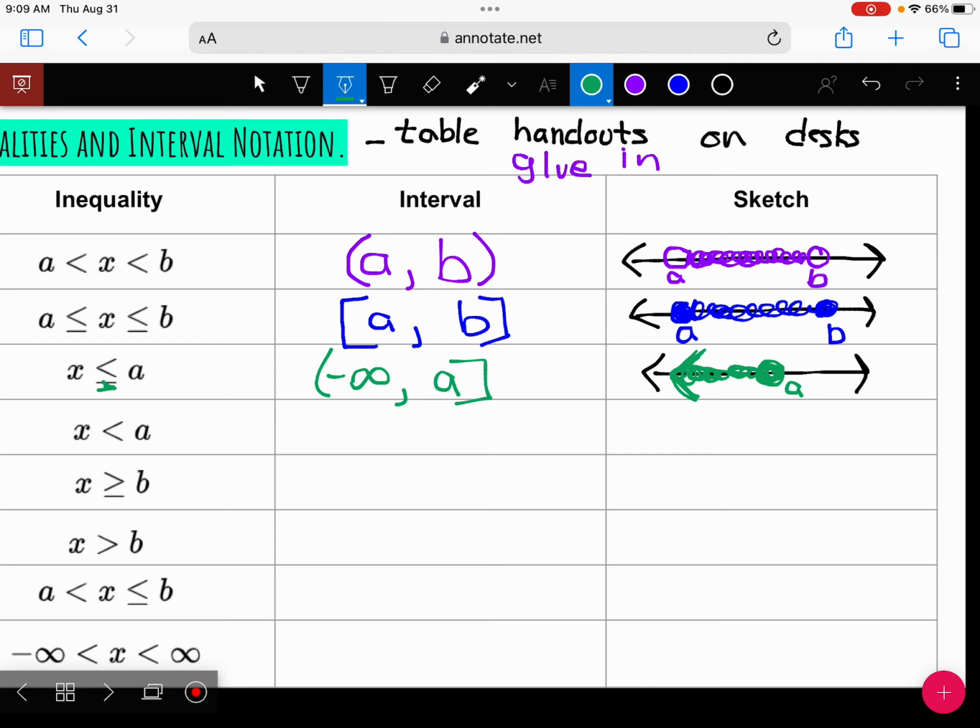And I know my A's sometimes look like 9s. It's okay. We're all A's here. There's no numbers on this page.